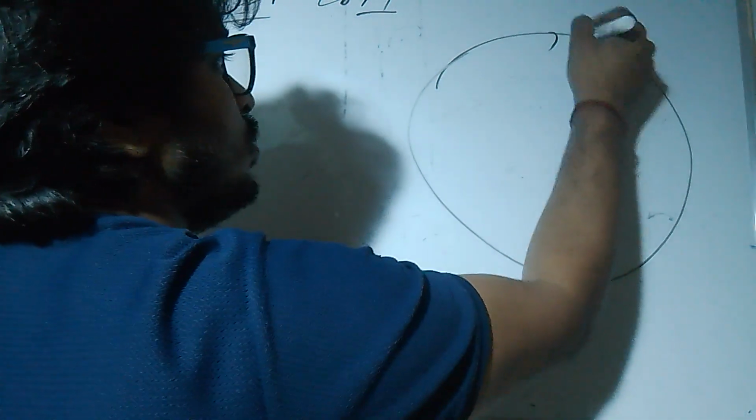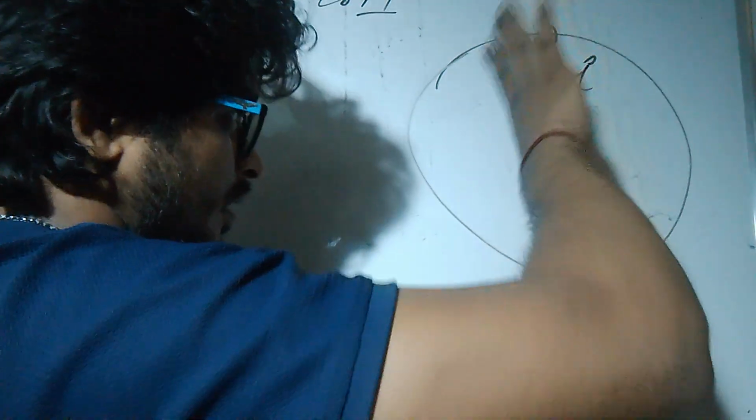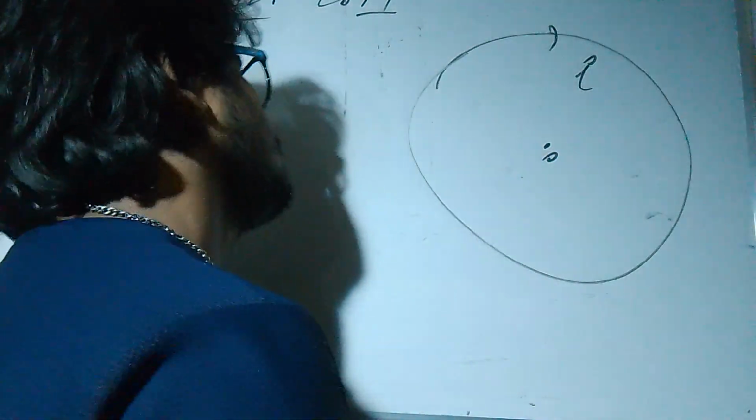So this is a circular coil, and current is flowing through it, so you have to know the direction of the magnetic field. We'll look at the center. Again, you have to apply your right hand: curl your remaining fingers around the circle, and the thumb will give the direction of the magnetic field. So the direction of the magnetic field is a cross.